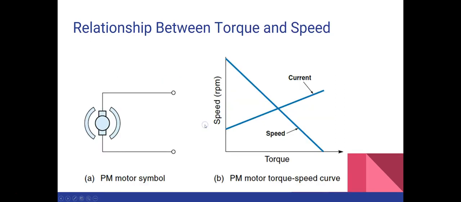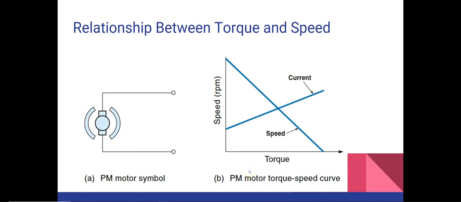Now let's see the relationship between torque and speed. This picture is the permanent magnet motor symbol, and it shows how the applied voltage feeds only the armature. It does not have a field winding because this is a permanent magnet motor, and it has permanent magnets, whereas the field wound DC motor which we saw in our last lecture contained a field winding. That was one type of arrangement, and this is the other type, in which it has the permanent magnet. And this PM motor can be easily reversed by reversing the polarity of the applied voltage.